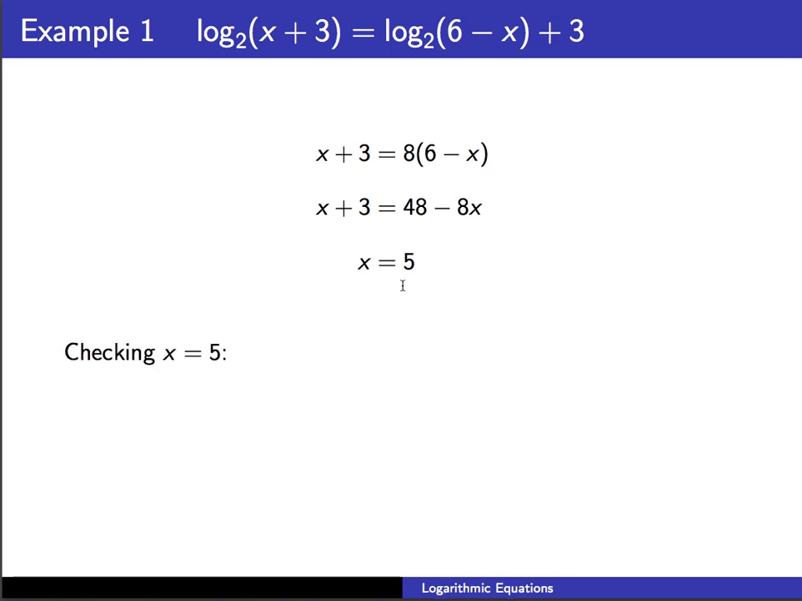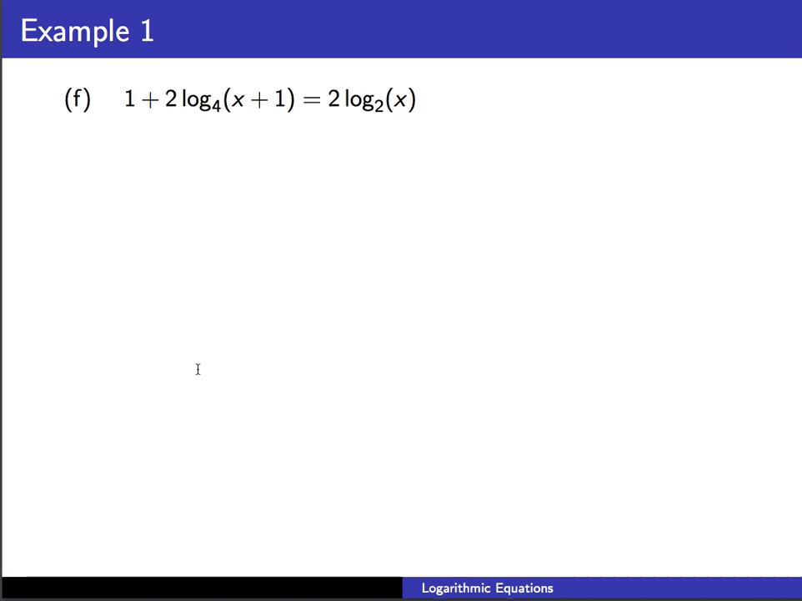And if we check this, checking x equals 5 does in fact work. We get 8 here and we get 1 here. Log base 2 of 8 is 3. Log base 2 of 1 is 0. So we have 3 equals 0 plus 3, which is true. Or in other words, the graph of log base 2 of x plus 3 intersects the graph of log base 2 of 6 minus x plus 3 at x equals 5.